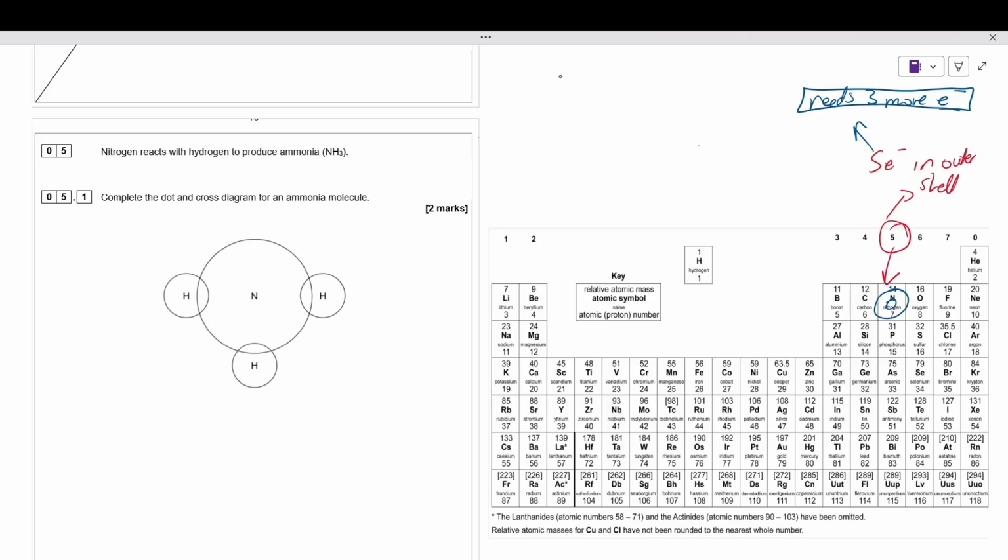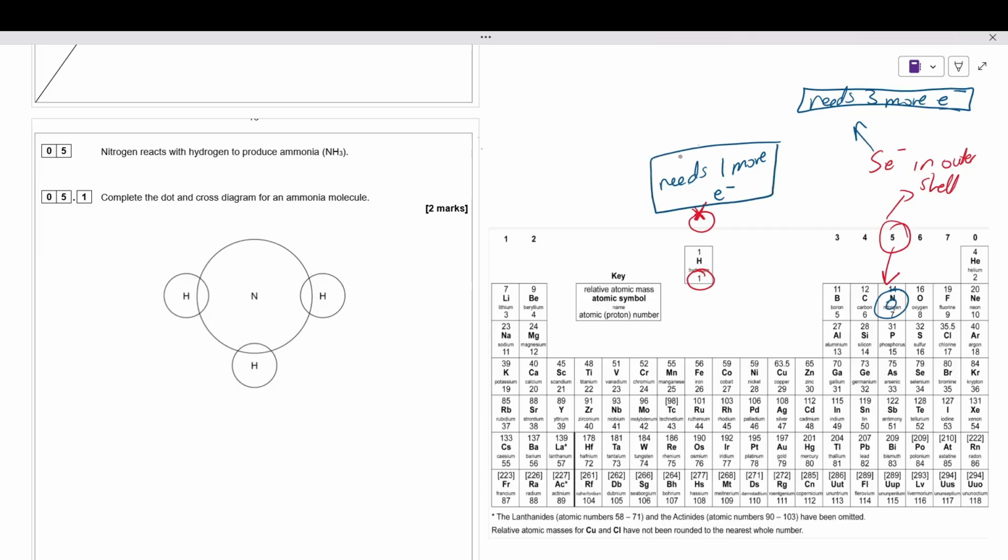Now let's look at hydrogen. Hydrogen is not a member of a group, but we know that it only has 1 electron, and it's in period 1, which means it only has 1 shell, and the first shell can only have 2 electrons, but hydrogen only has 1. So our hydrogen needs 1 more electron to have a full outer shell and to be stable.